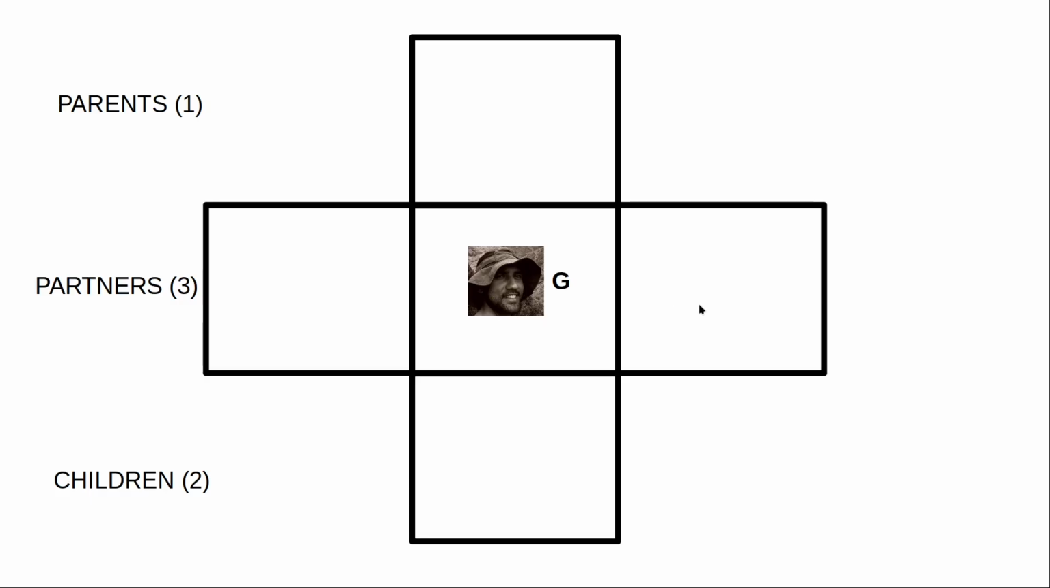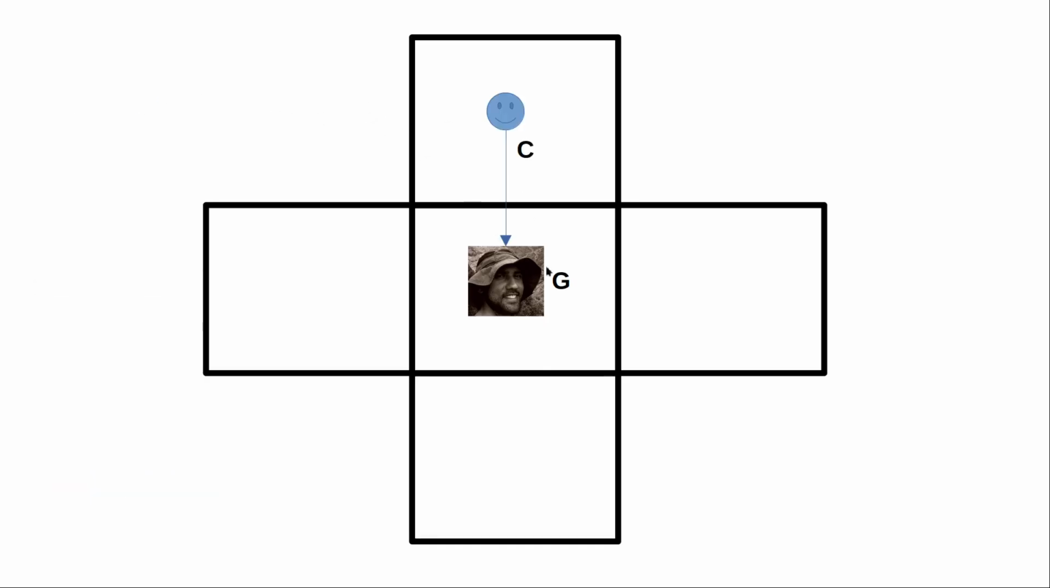So when we receive a family member, in this case G, the first thing we will do is get the parents of G. The second priority would be the children, and then the last priority will be the partners. So we'll first get G, and then we will get the parents of G, and the parents of G will be placed directly above G in the grid. C is a parent of G, and so C has been placed above G.